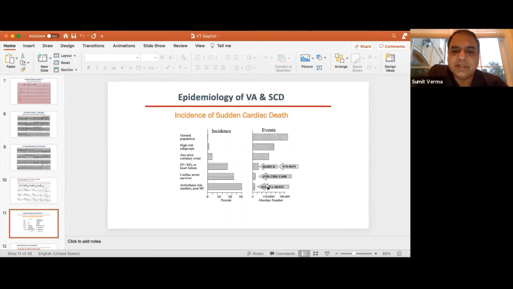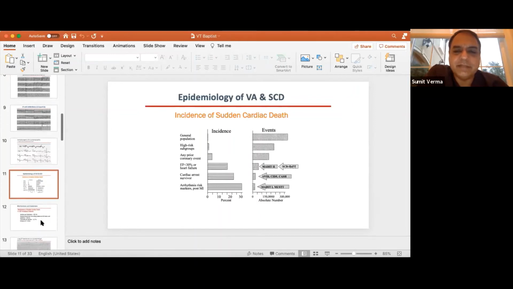All the research studies were done, MADIT-1, MADIT-2, SCD-HeFT, they all focused on this population where the incidence was higher. So we kind of stopped here. And we haven't gotten into this area where, if somebody has an obvious EKG abnormality, QT prolongation, hypertrophic cardiomyopathy, etc., you might be able to identify them early.